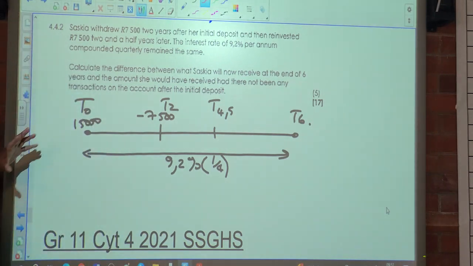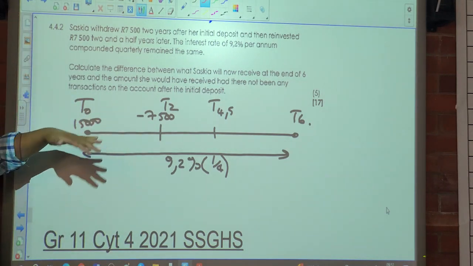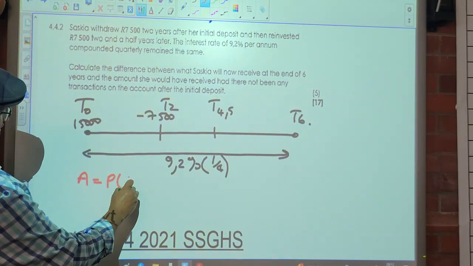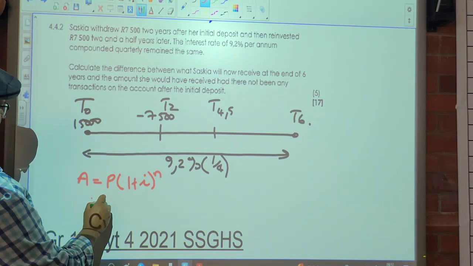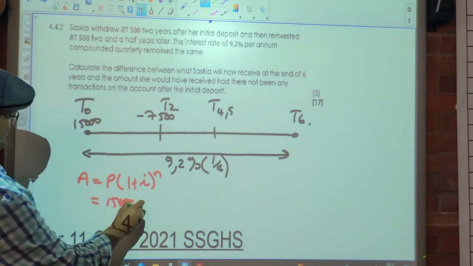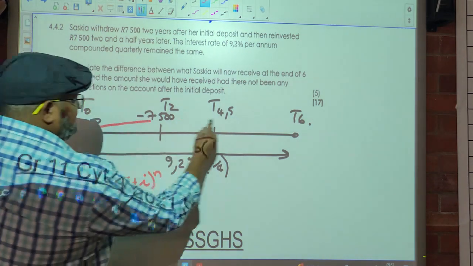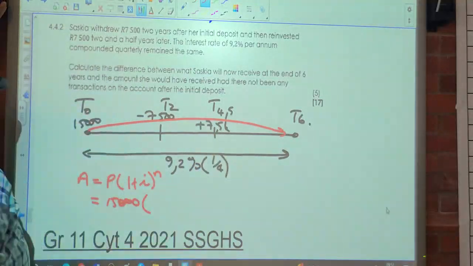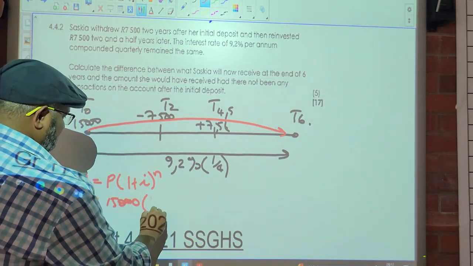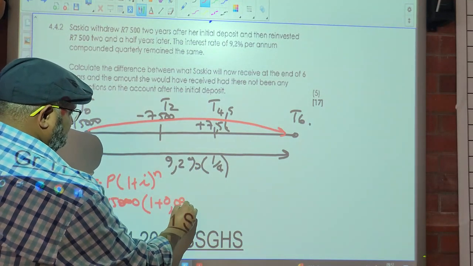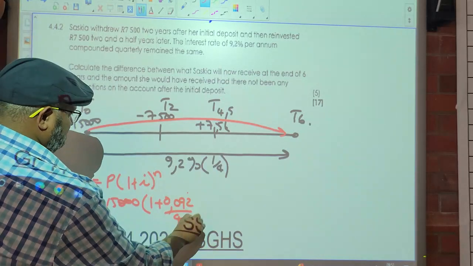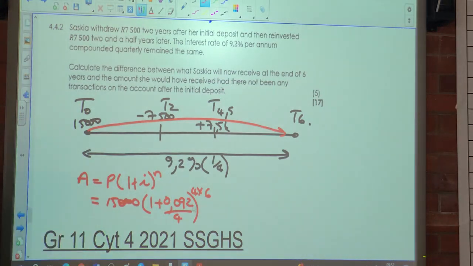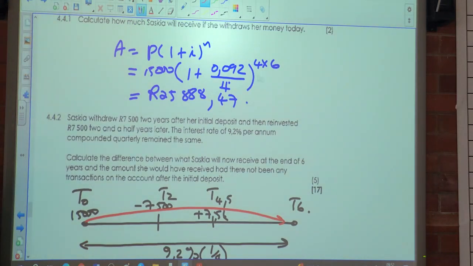So what I'm going to do is calculate how much you would have gotten in this scenario and then take the difference between the two. So you're going to follow the formula A is equal to P into 1 plus i to the exponent n. So it's going to be 15,000 rand into, I'm going to take that to the end, no? That is plus 7,500. You take that to the end, we get 15,000 into 1 plus 0,092 over 4 to the exponent 4 times 6. Now that calculation I don't have to make again because this is exactly that one. Not so?